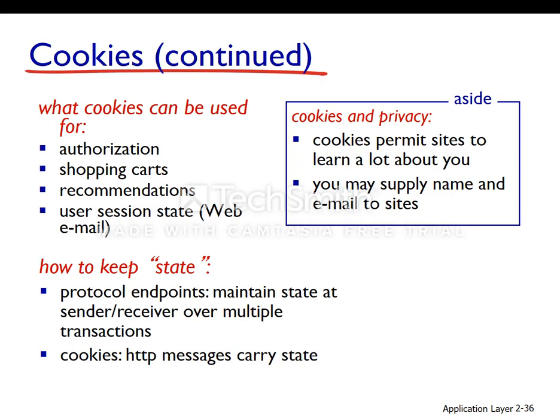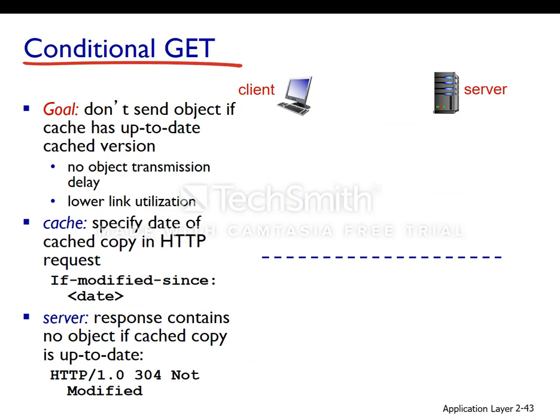Now, one last concept that we'll talk about with HTTP is the notion of a conditional GET. The idea with the conditional GET is do not send an object if the cache has an up-to-date cached version of the object. This means we don't incur any object transmission delay and we can lower our link utilization.